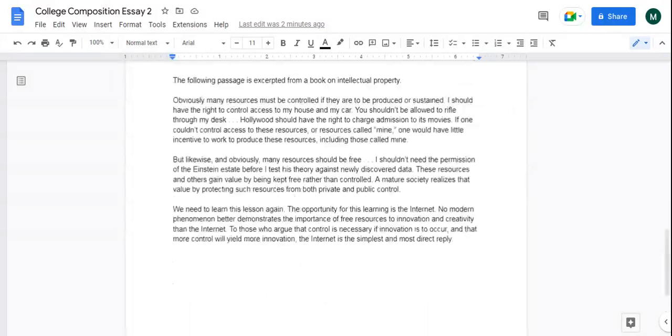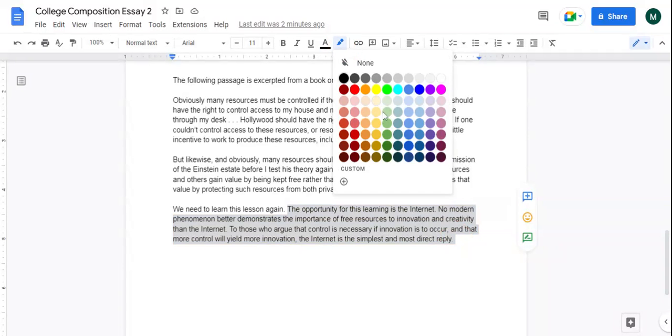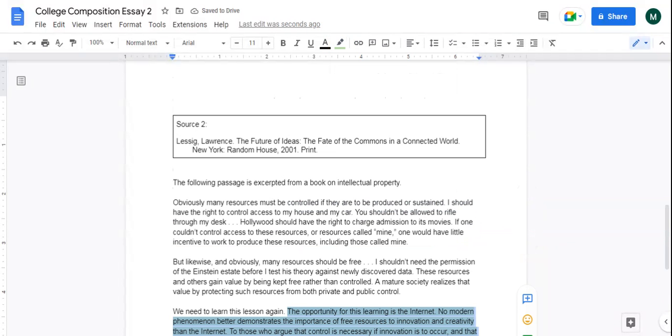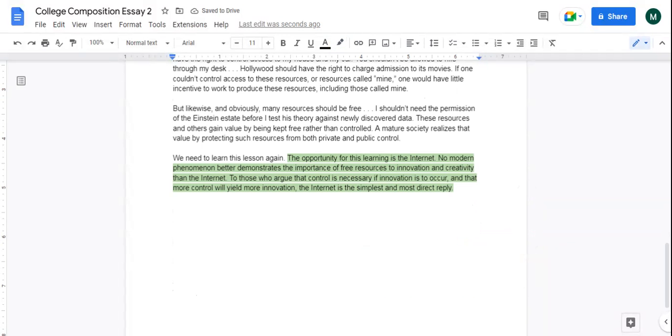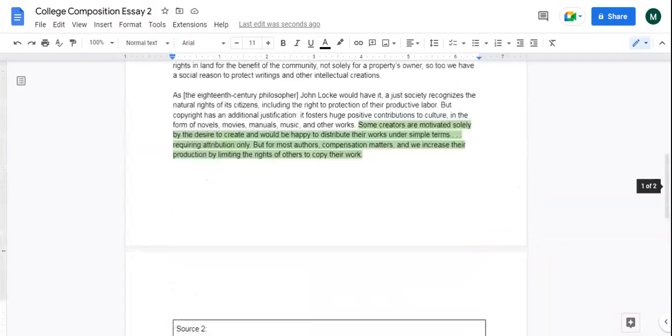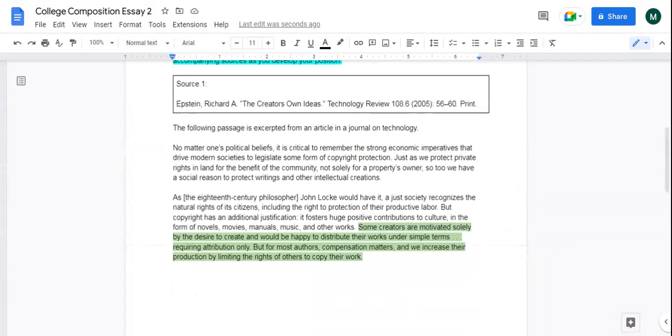And that's all we have. Okay, so I definitely like where this is going. I'm going to highlight this part and use that part from Lessig and then the other part from Epstein.